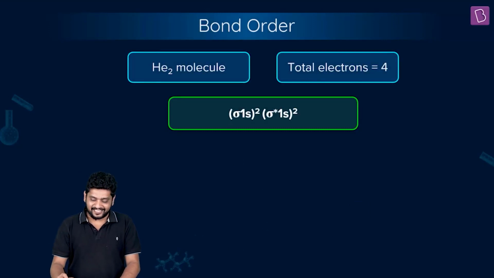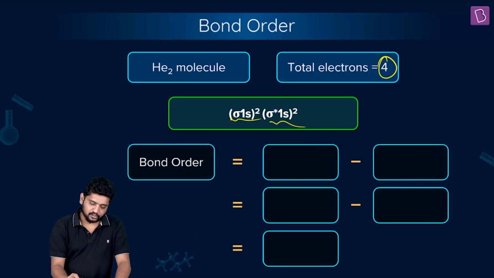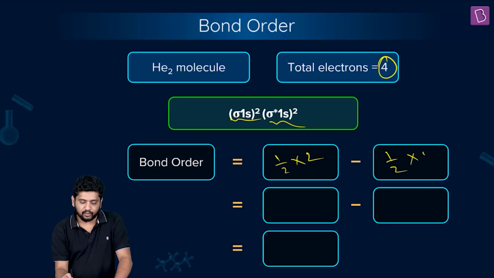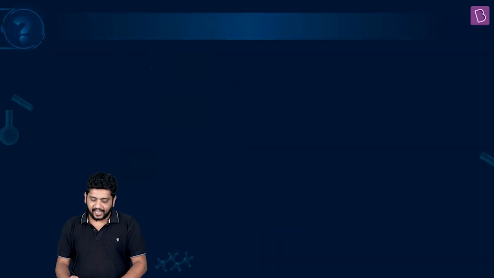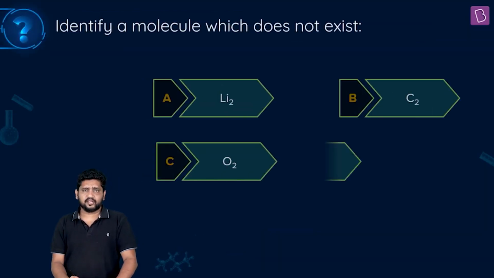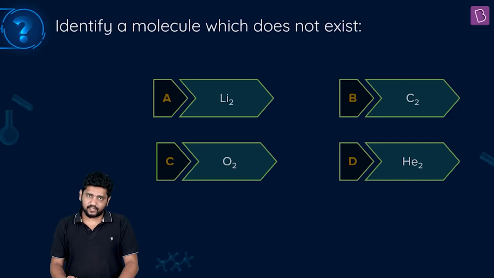Last, what we have is He2, which is obviously going to be our answer. Total electrons is 4, 2 into 2, and you're going to get sigma 1s2, sigma star 1s2. If I look at the bonding electrons, it is 2, and the antibonding electrons are also 2. So this is half of 2 minus half of 2, which means 1 minus 1, which is 0. So if I had to make the He2 molecule, its bond order will be 0, which means such a molecule cannot exist, right?